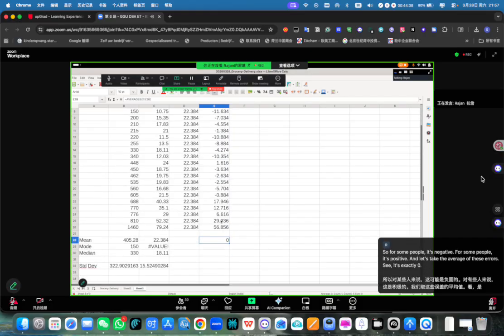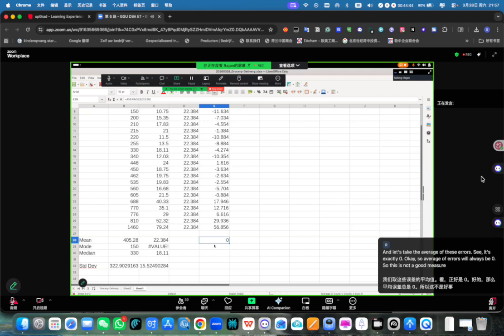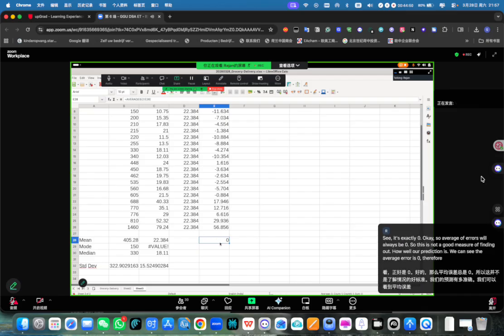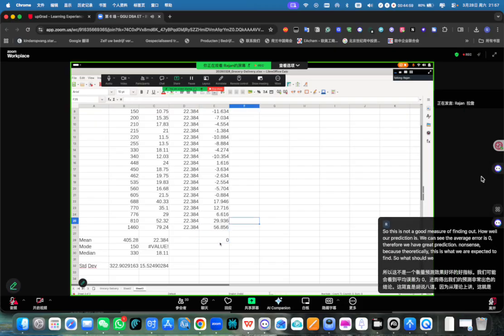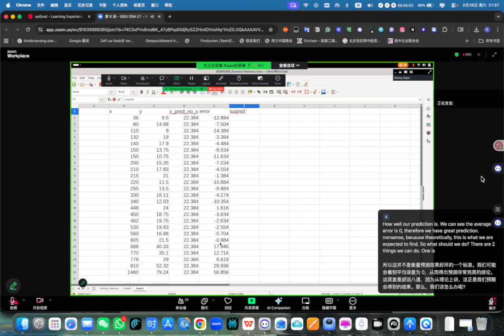So the average of errors will always be 0. So this is not a good measure of finding out how good our prediction is. We can say the average error is 0, therefore we have a great prediction. Nonsense, because theoretically, this is what we are expected to find. So what should we do? There are two things we can do. One is we could do squared error.